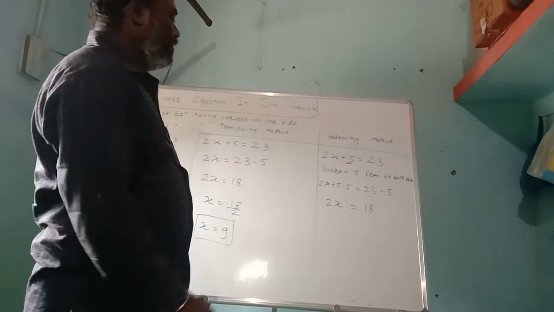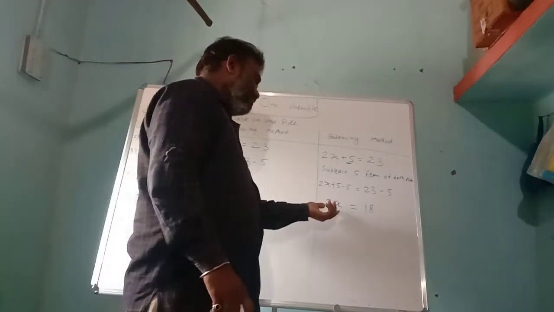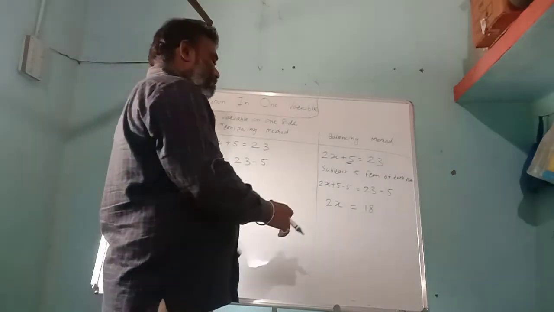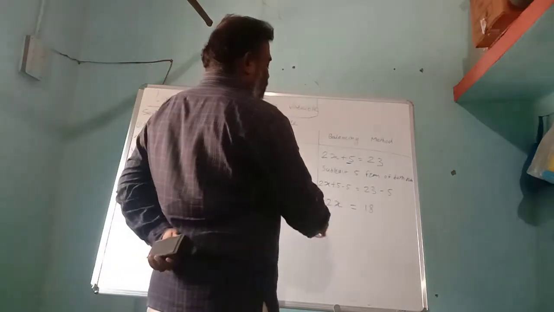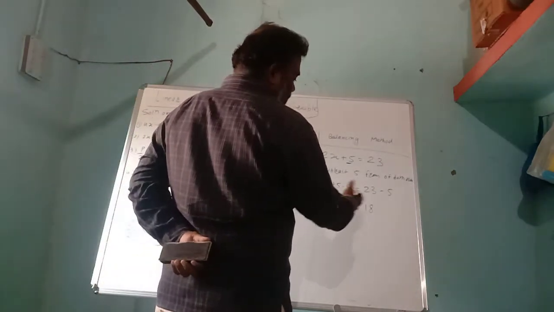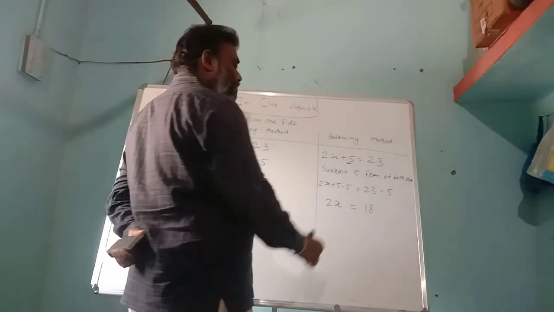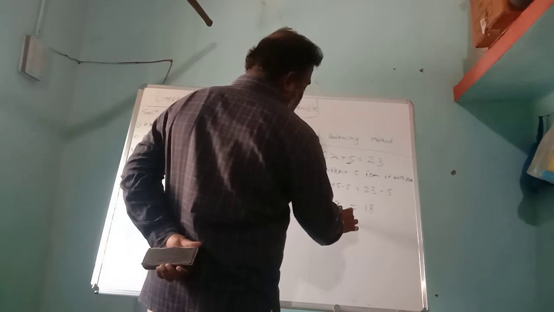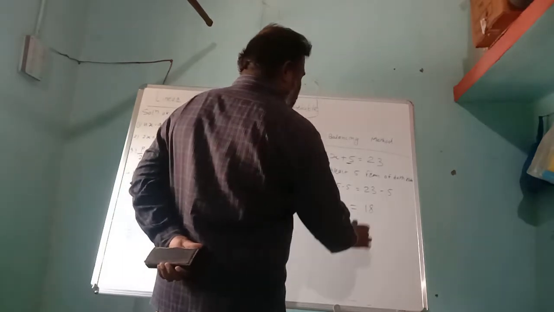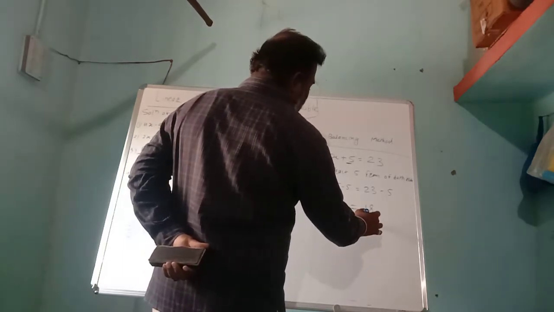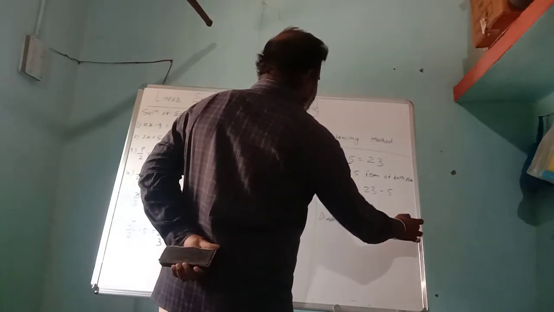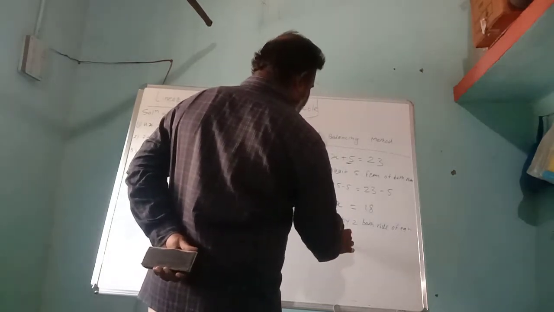Now I want to remove this 2 which is in multiplication with the variable x. For removing this 2, I have to divide both sides of the equation by 2. Hence 2x by 2.